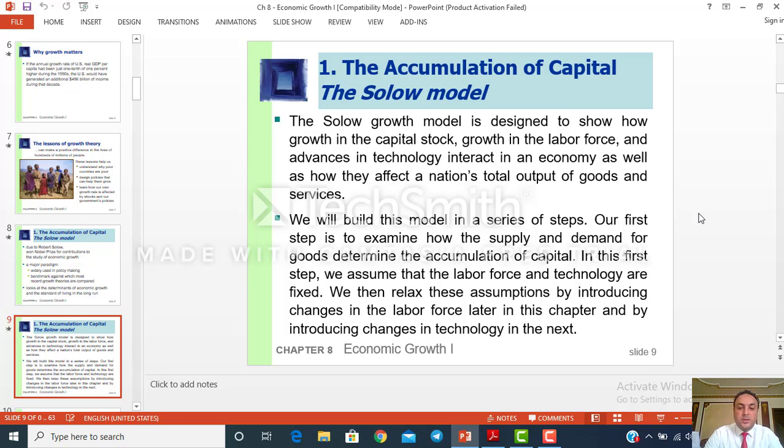Our first step is to examine how the supply and demand for goods determine the accumulation of capital. In this first step, we assume that the labor force and technology are fixed. Then we relax these assumptions by introducing changes in the labor force later in this chapter, and by introducing changes in technology in the next chapter, as we said.